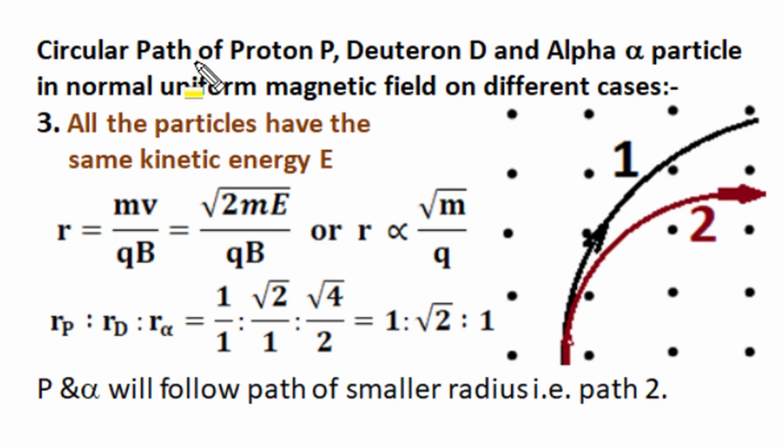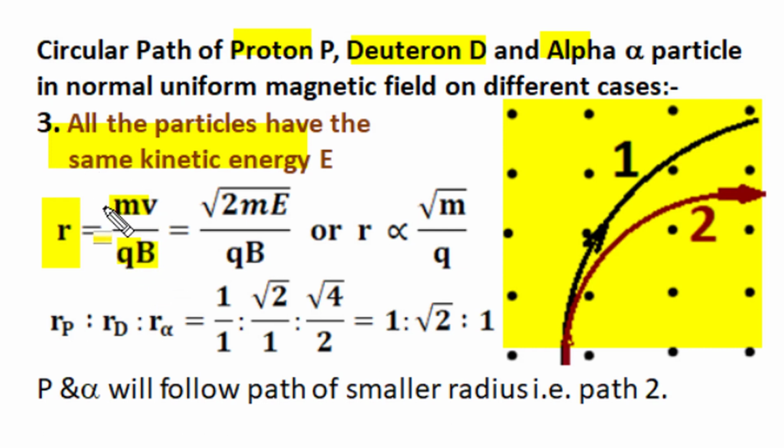In this third example, again three particles, proton, neutron and alpha, enter a normal uniform magnetic field, but this time they have the same kinetic energy. In a normal uniform magnetic field, a moving charged particle performs uniform circular motion, and the radius of that circular motion is given as the ratio of its linear momentum to the product of charge and magnetic flux density.